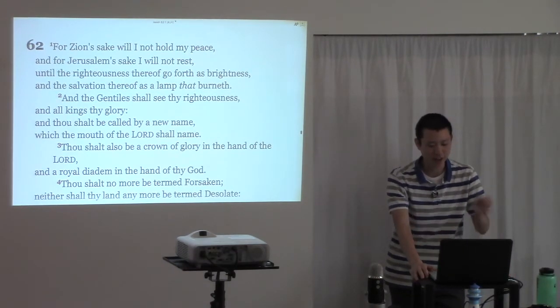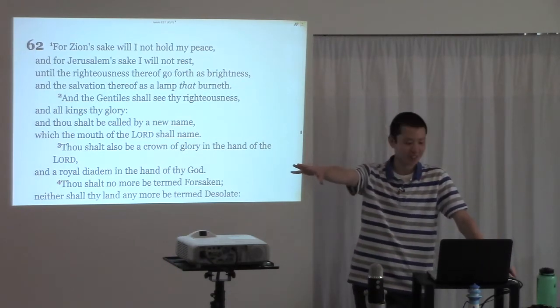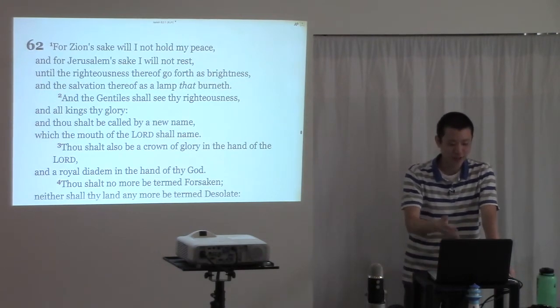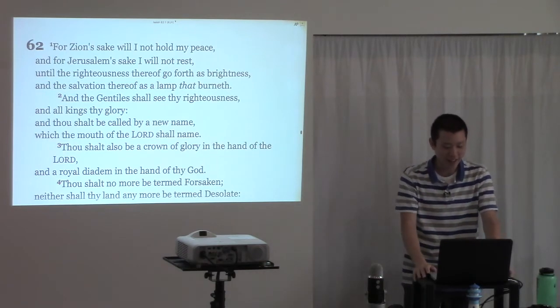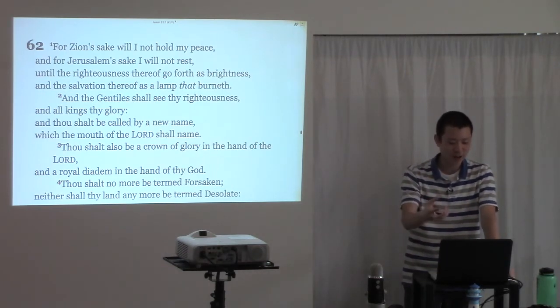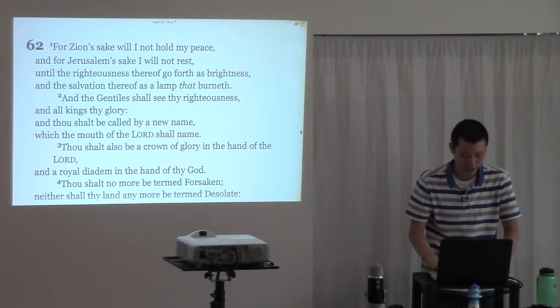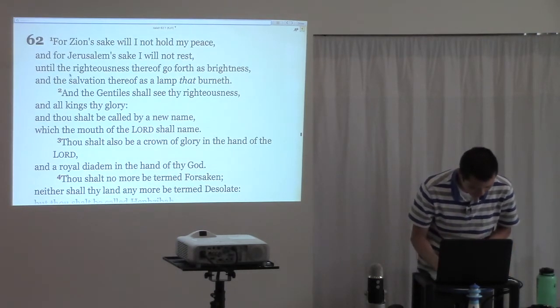Thou shalt also be a crown of glory in the hand of the Lord, and a royal diadem in the hand of thy God. So you see here, he's saying that other nations will see the righteousness, and the Gentiles in verse 2 shall see thy righteousness. So that example, that testimony, and then he's saying that Israel, or Jerusalem, will be this crown of glory in the hand of the Lord, and a royal diadem in the hand of thy God. So again, this crown of glory being linked with being a good example.